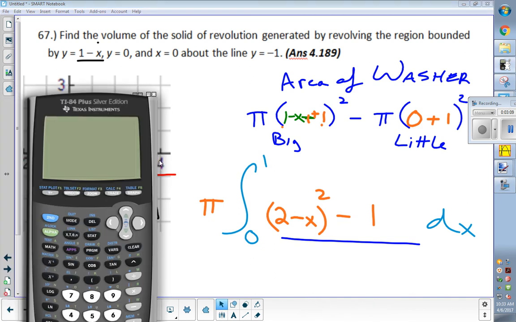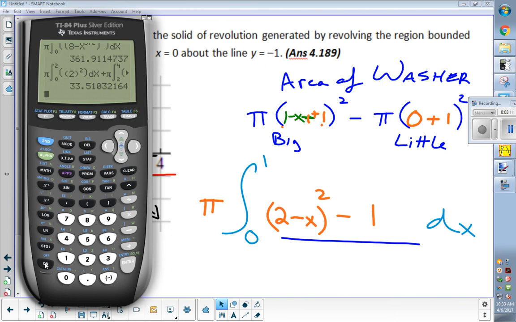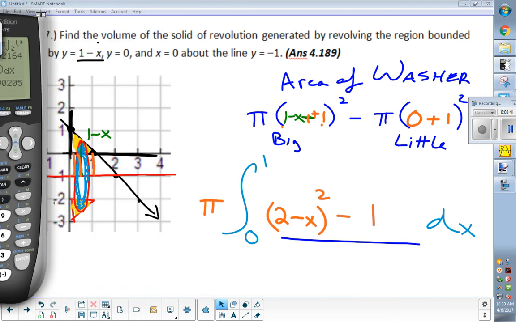So you can go. I'll just type it in. So pi out in front. Math 9. 0 to 1. And then we're going parentheses. 2 minus x. Okay. Thank you. -1, and then dx. Type it in. Hit enter. 4.189. Make sense? Good deal. All right. Hopefully that helps.